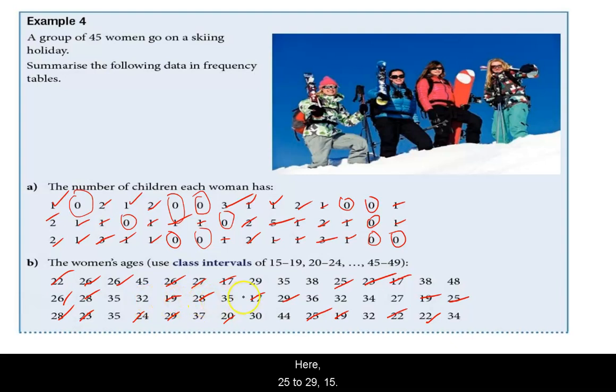25 to 29, 15. So it is a total of 15. 25 to 29, total of 15. So we have 15 of them.